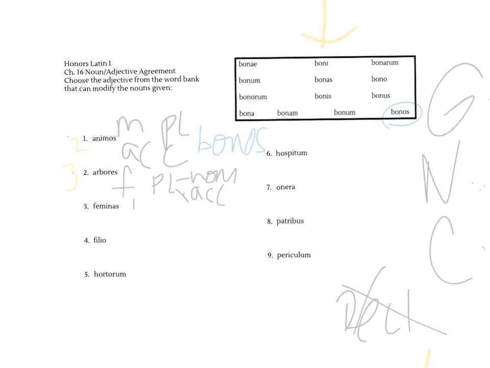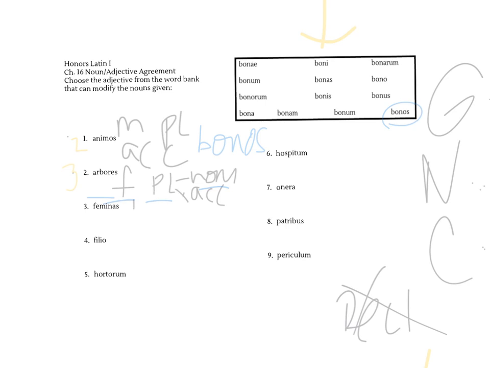We need to focus on feminine, and we need to think about our charts, and this is where you might want to pull out your adjective notes that have an example of a 1, 2 adjective. If you're looking at your notes, we need a 1, 2 adjective that is nominative. Okay, well, I'm looking at the nominative, plural, and feminine. And feminine means it's going to be 1 endings.